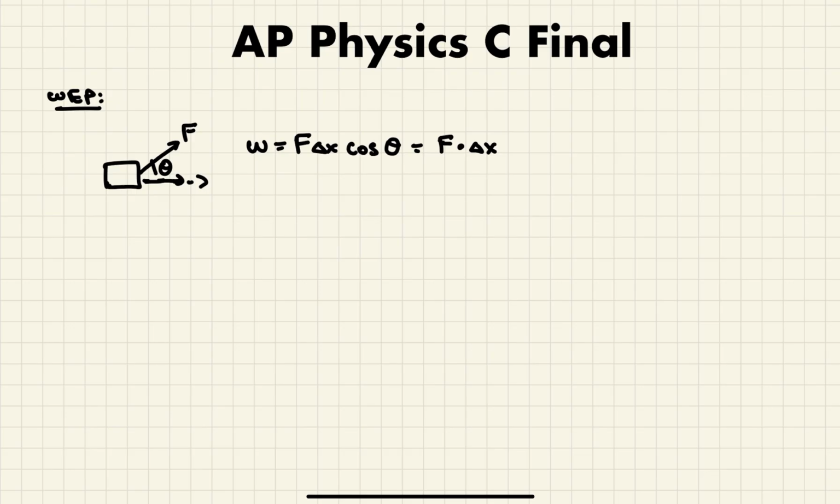And one thing to note, the dot product results in a scalar value. Work is scalar, not a vector. But that doesn't mean it doesn't have a sign. It doesn't have a direction, it just has magnitude, but it has a sign. You can have positive, negative, or zero work.